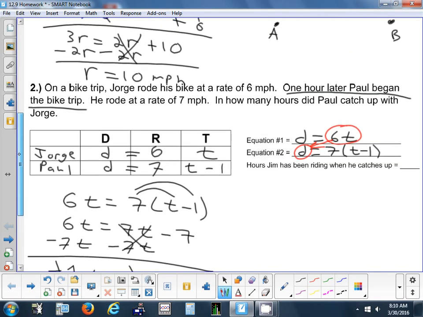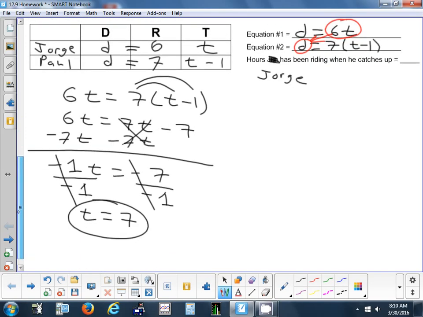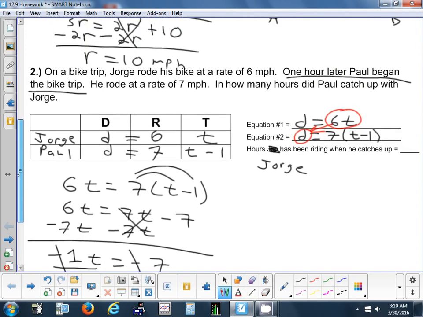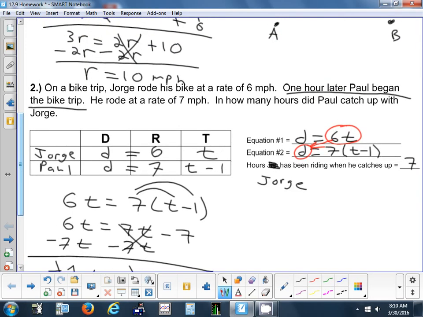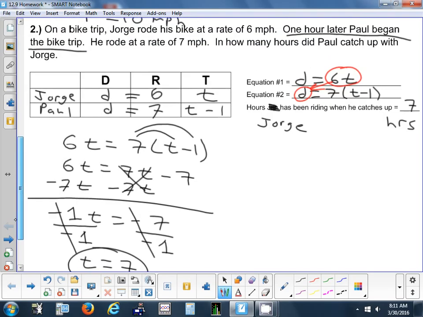Okay, and I think this should say, not Jim, it should say George. So George has been riding 7 hours. Okay, if George is riding 7, how many hours was Paul riding? 6. Paul left an hour after and caught up. So Paul went a little faster, and he only had to ride for 6 hours to catch up to George. And that's the second one.